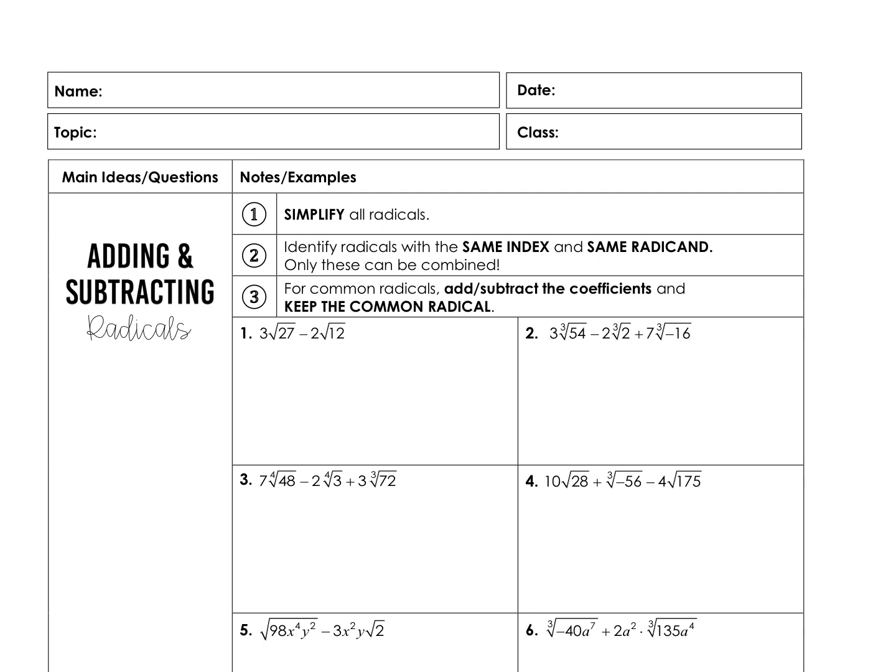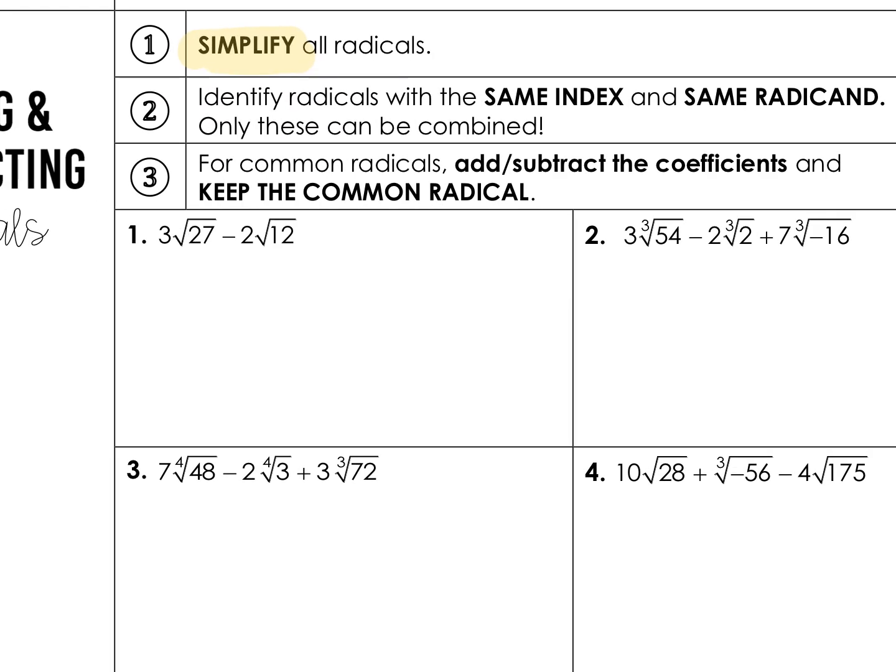In simplifying radicals, we want to first simplify all the radicals before we can actually do anything to combine them together. I'm going to simplify first. So what that means is, if I'm looking at number 1, I'm going to break down what's inside the radicals into factors that are either perfect squares or perfect cubes or perfect fourths, whatever root we're looking for.